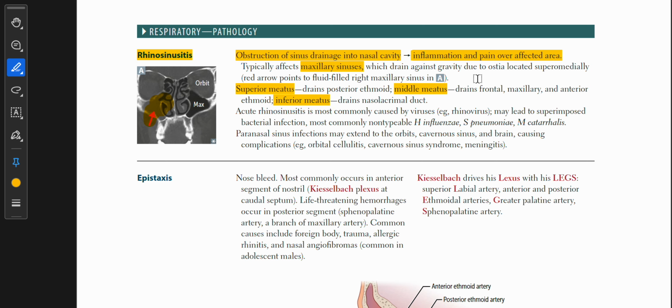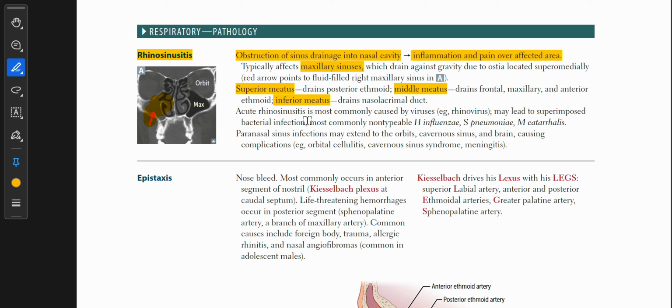The hiatus semilunaris is present in the middle meatus. The superior meatus drains the posterior ethmoid sinuses, the middle meatus drains the frontal sinus, maxillary sinus, and anterior ethmoid sinus, and the inferior meatus drains the nasolacrimal duct. So the maxillary sinus we talked about is drained by the middle meatus.